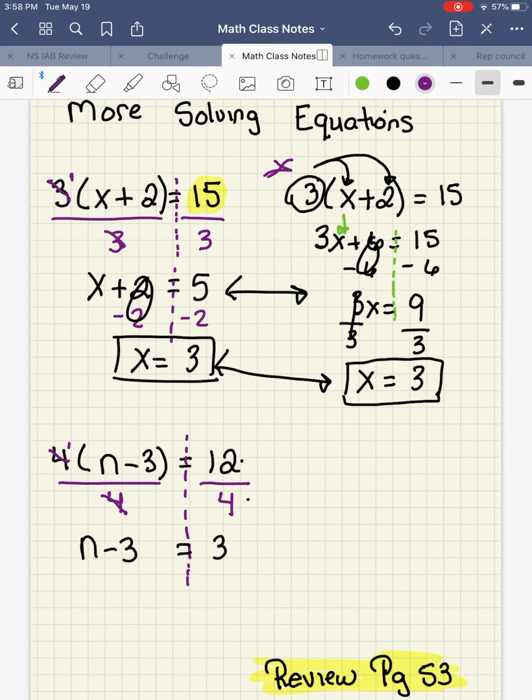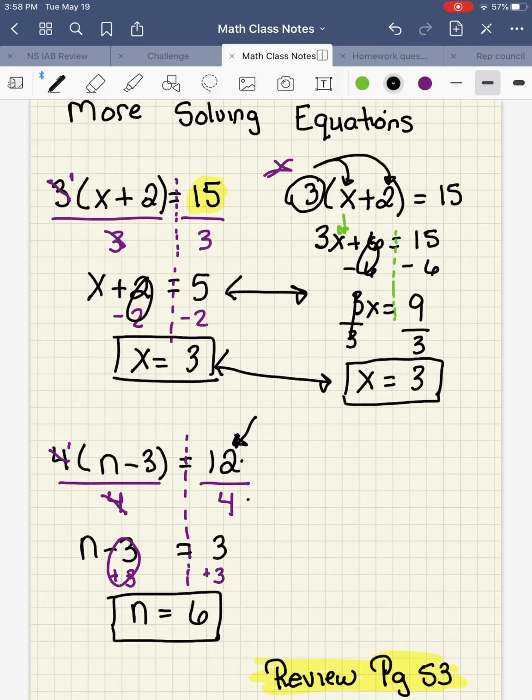My next step is to undo the subtraction. Opposite would be to add, because that makes a 0 pair. And so n is by itself. 3 plus 3 is 6. And I'm done with that problem. n is equal to 6. So I used the shortcut method on both of these problems because it would work. Again, it all depends on this number being divisible by that number on the outside of the parenthesis.